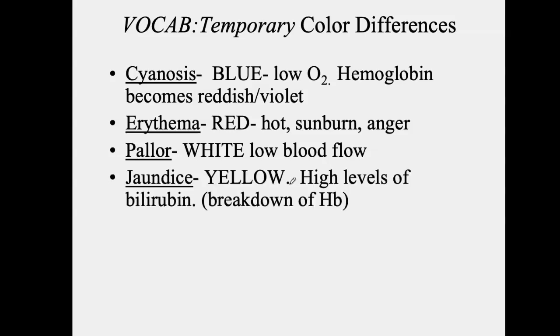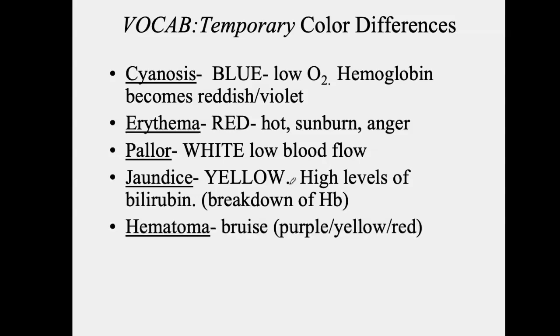Jaundice is yellow. So this happens with high levels of bilirubin. So in problems with the liver, it could be yellow, or a newborn child that hasn't yet found a way to break down that bilirubin and hasn't broken down that hemoglobin, and they look yellow, but that goes away. A hematoma, you know, is the bruise, blood that's spilled outside of a vessel. We talked about hematoma and a broken bone.